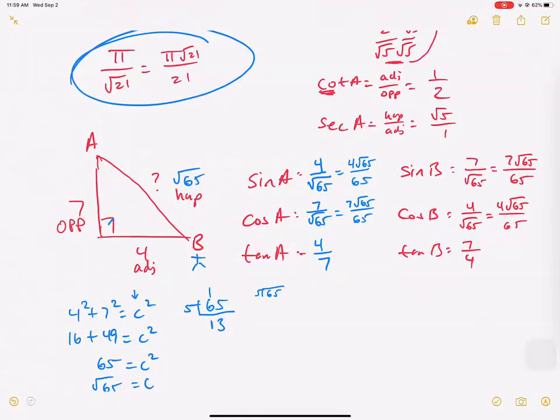So the big takeaway here is we can find our sine, cosine, tangent if given just 2 sides of a triangle. If you give me 2 sides of a triangle, we can always find the third using the Pythagorean theorem. And now we have all 3 sides, and we can describe our trigonometric ratios for that triangle.